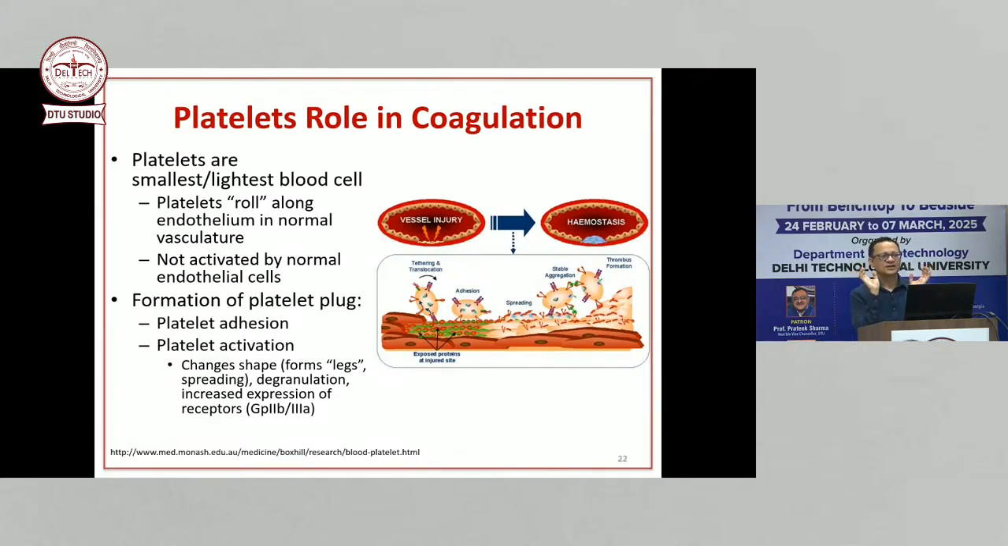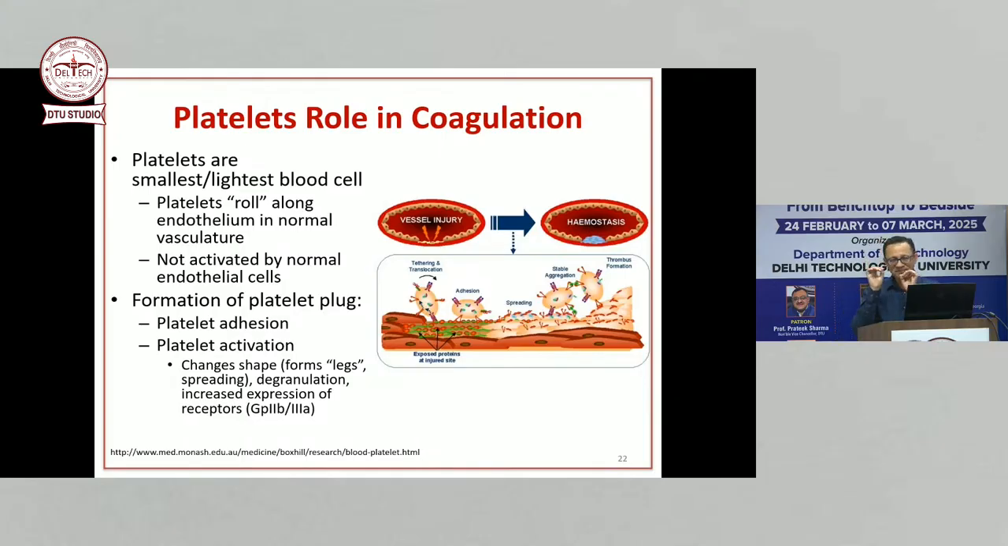Okay. Can you guess approximately how many GP2B3A receptors are present on each platelet? Yes. What were you saying? So approximately 60 to 80,000.